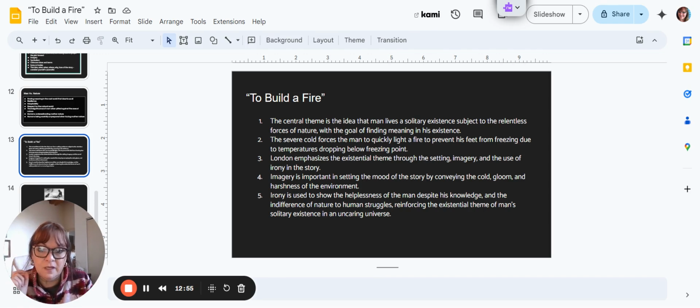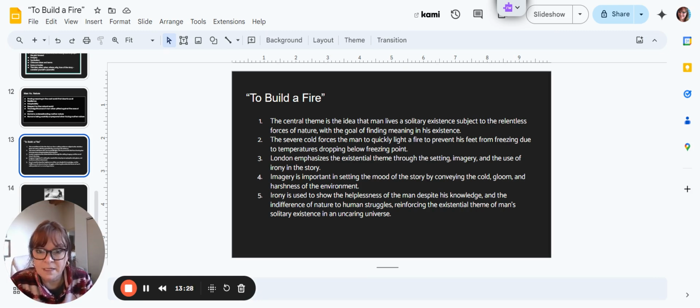I want you to be looking for this idea that the severe cold is forcing him to light a fire to prevent his feet from freezing due to the temperatures dropping below freezing point. And as much as you can, put yourself in the shoes of the character, right? That also helps you develop better reading skills, and it strengthens your reading comprehension. And then Jack London, the author, emphasizes the existential theme throughout the setting, imagery, and the use of irony in the story.